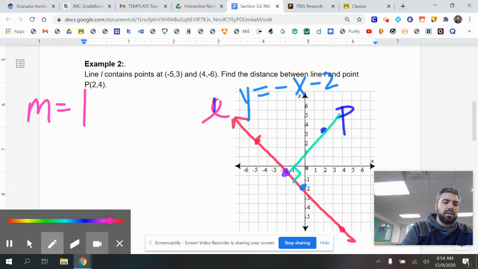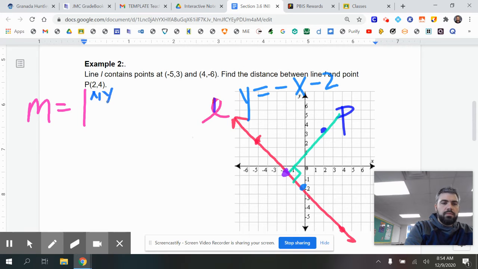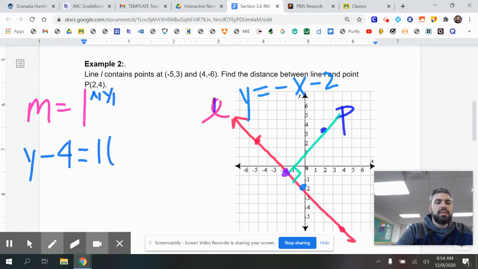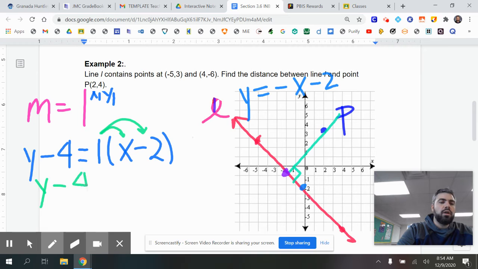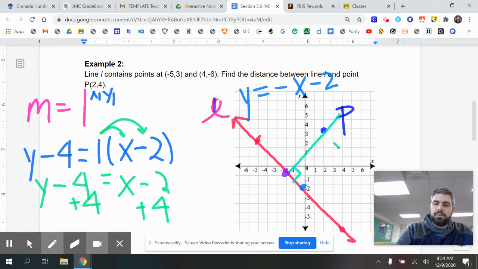And we have a point P, which we'll say is x1, y1. We're going to use that to find the equation of our new line, the line containing point P. So we'll say y minus 4 is equal to 1 times the quantity x minus 2. I distribute my 1, which is easy, and I get y minus 4 is equal to x minus 2. I add 4, and I find the equation of this line to be y equals positive x plus 2, which, if we make our point a little bit bigger, does look like it crosses at 2.